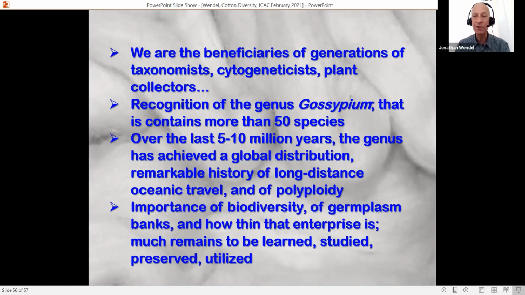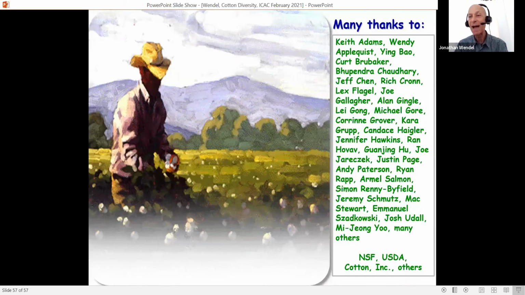I'm 66 years old. I'm probably going to retire in the next X number of years, and I'm concerned about who's going to carry on this kind of work. Much remains to be learned, studied, preserved, and utilized. And then, obviously, I am standing on the shoulders of everybody in my lab and all my collaborators around the world, past and present, and am indebted to the many funding sources who have enabled any of this work to proceed, including the National Science Foundation, the USDA, and Cotton Incorporated.